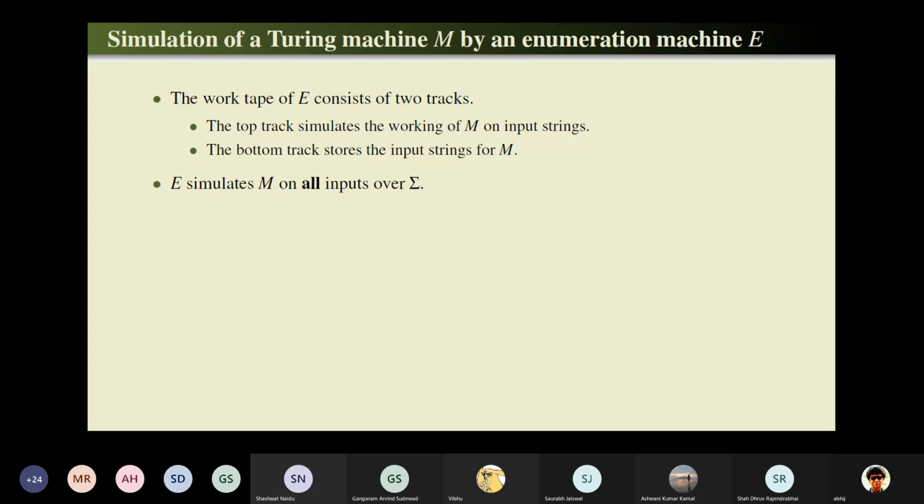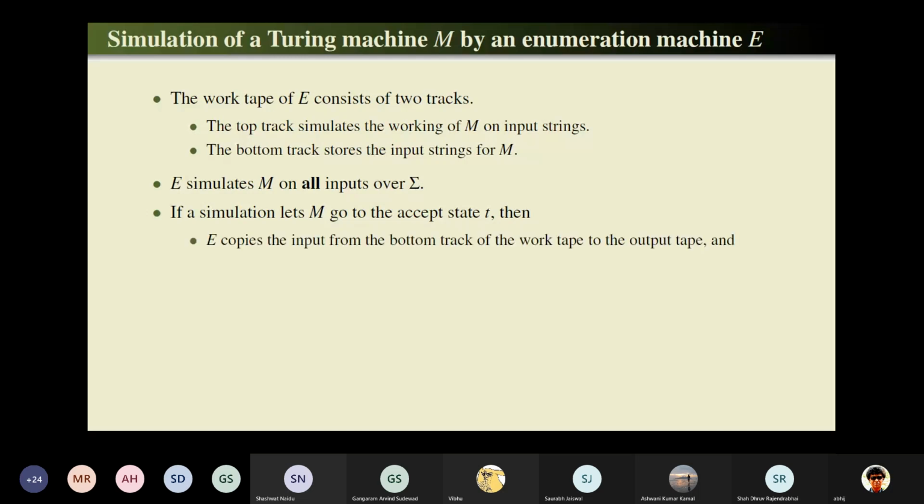And if the simulation lets the machine M go to the accept state, it will copy the input from the bottom track to the write only output tape and go to that enumeration state. So whenever some simulation detects that the machine has accepted an input, it will write that input from the bottom track to the output tape and enter the enumeration state.